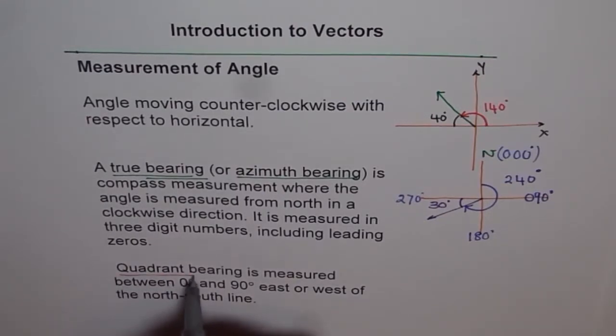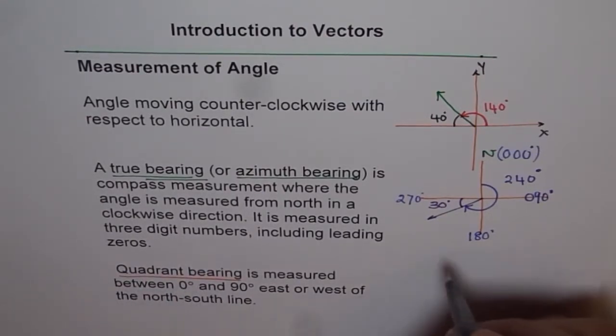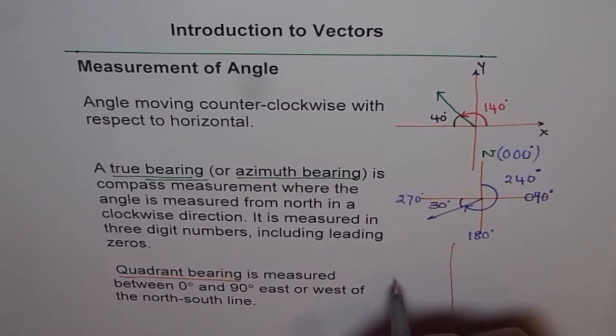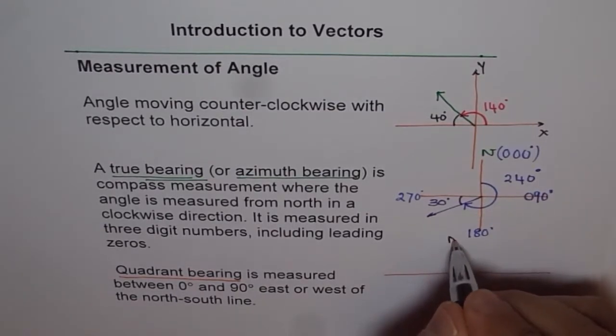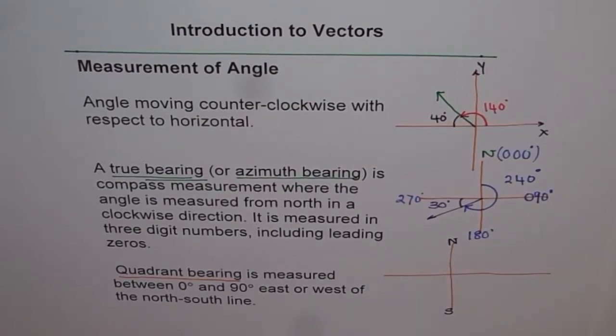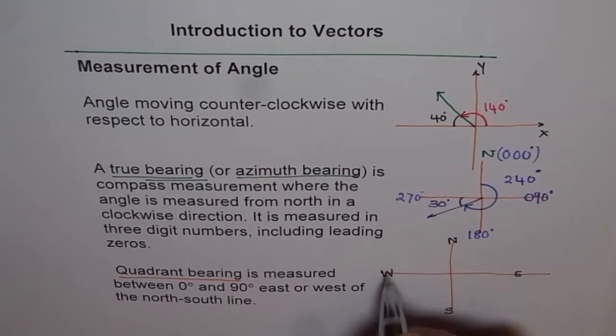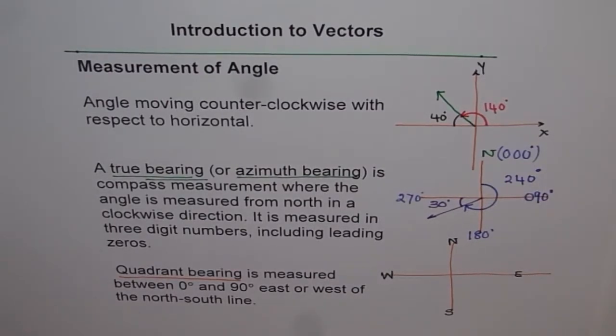So, if we write quadrant bearing, then what does it mean? It basically means that we are trying to write our angle from 0 to 90 degrees, right? We are measuring this angle with reference to the north-south line. We will see how much off we are from the north-south line, and the direction is whether east or west. So that is how we see it.